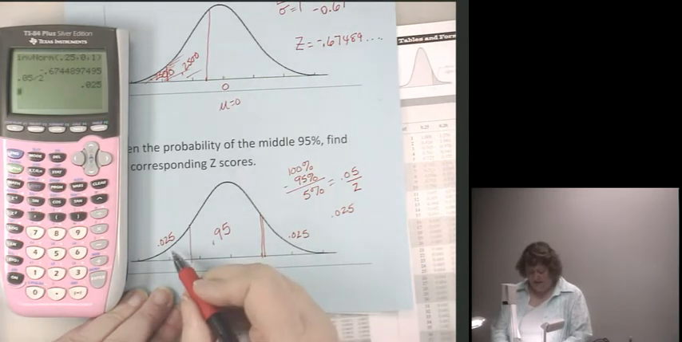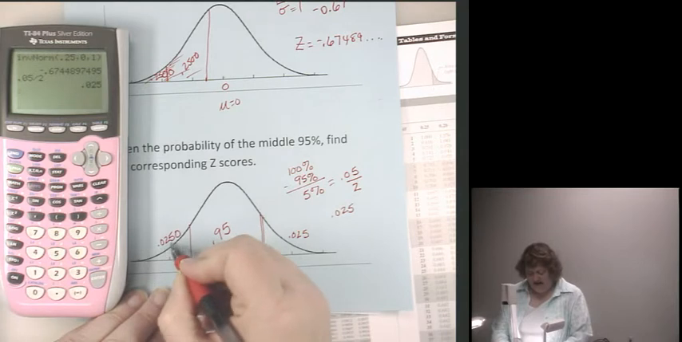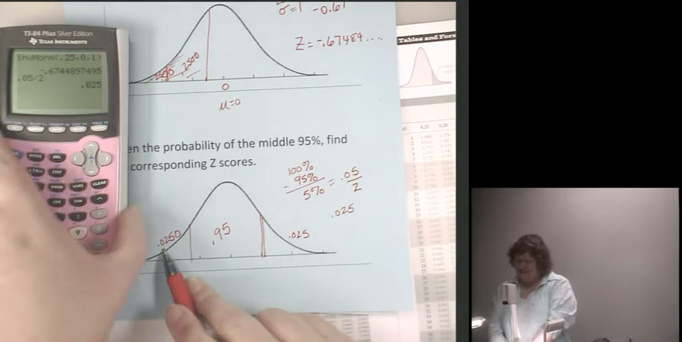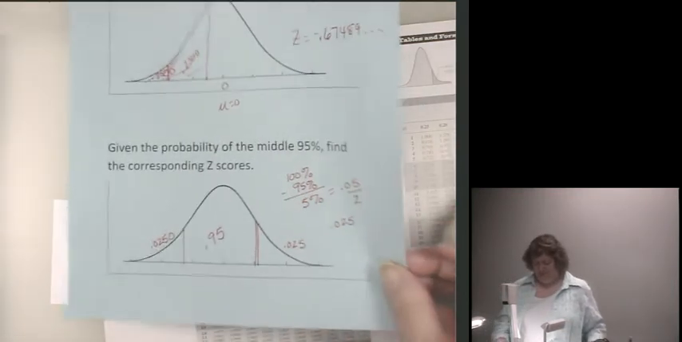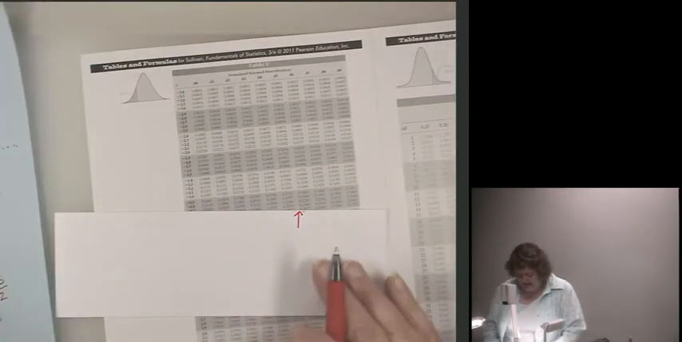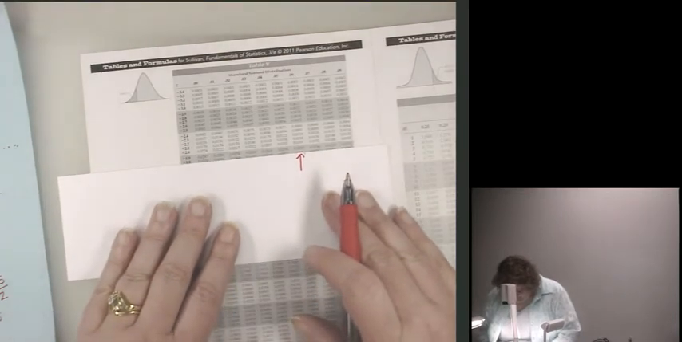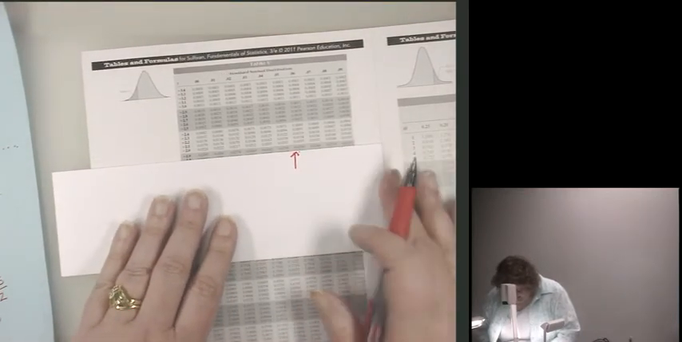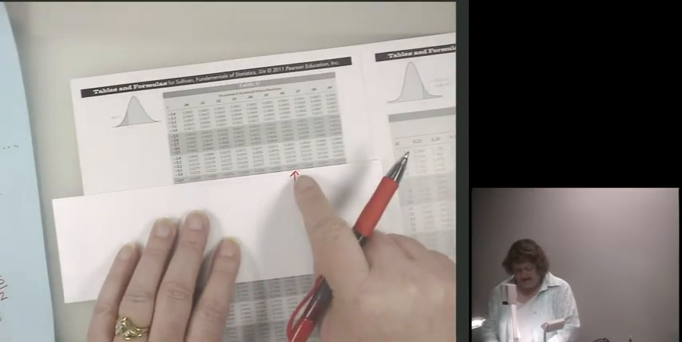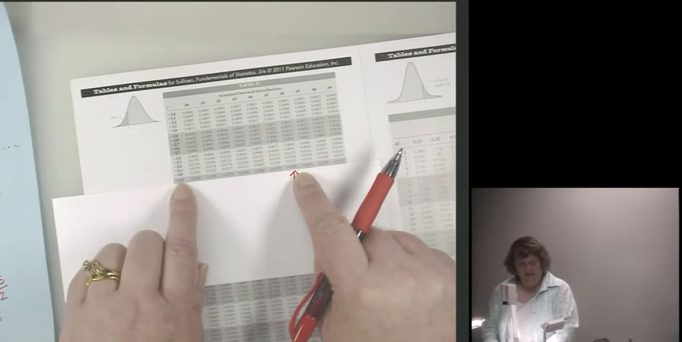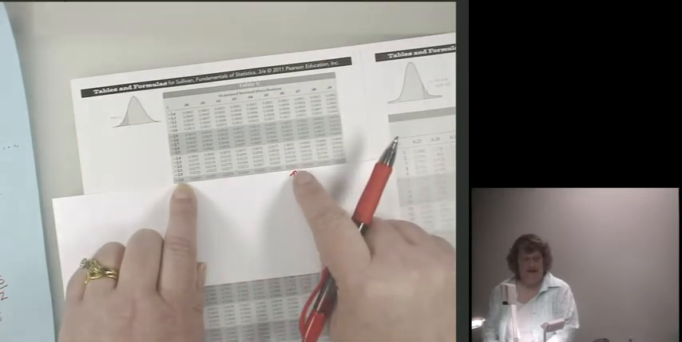So we need to look up this time 0.0250. Same numbers, but notice the 0 makes a big difference here. So now we need to come up here and look up 0.025, and I'm going to search the chart out, and lo and behold, I find that number. I find it exactly this time, 0.0250. And it's at negative 1.96.